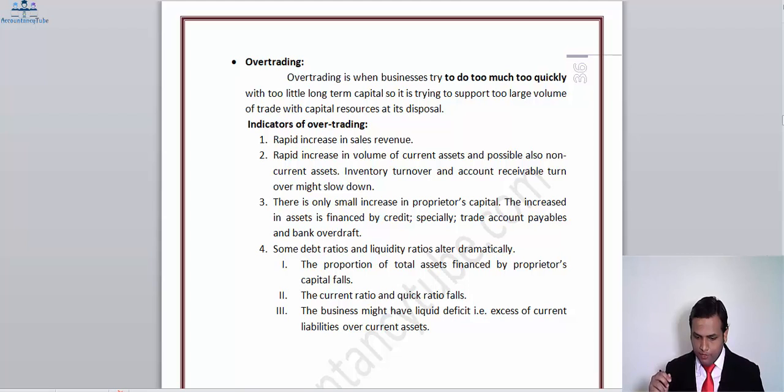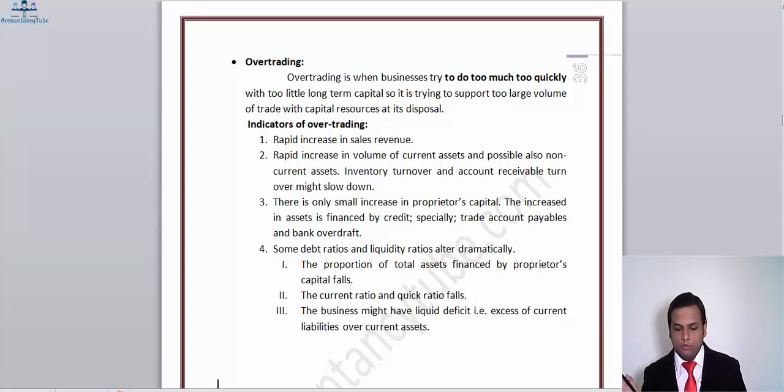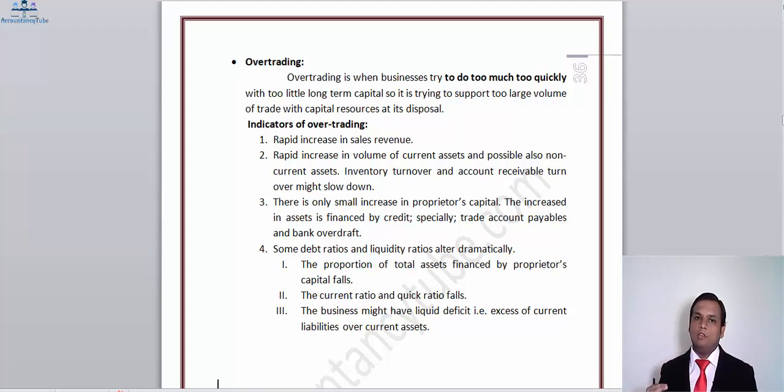The business might have a liquidity deficit, i.e. an excess of current liabilities over its current assets. Doing too much too fast means there is an excess of current liabilities over current assets, and when this scenario happens, you know that this business is heading towards overtrading.